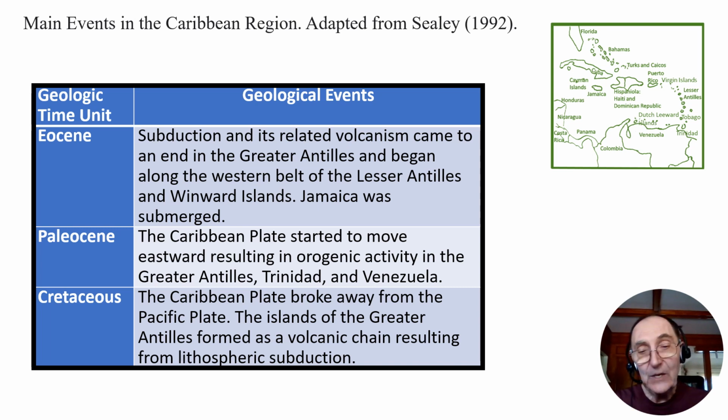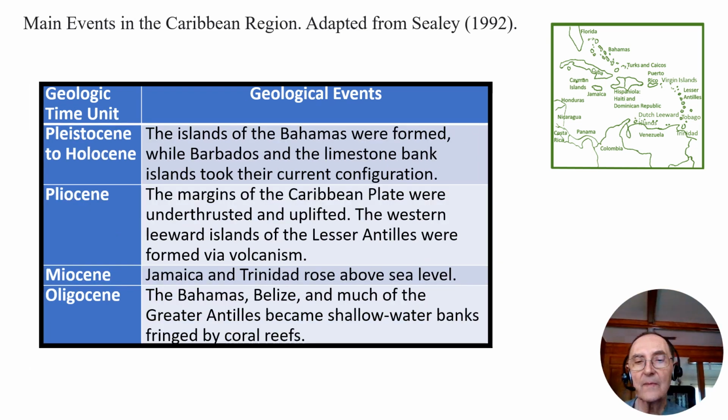In the Eocene, subduction and the volcanism that goes with it came to an end in the Greater Antilles and began full steam ahead in the Lesser Antilles. In the Oligocene epoch, the Bahamas, Belize, and much of the Greater Antilles area became shallow water banks fringed by coral reefs.